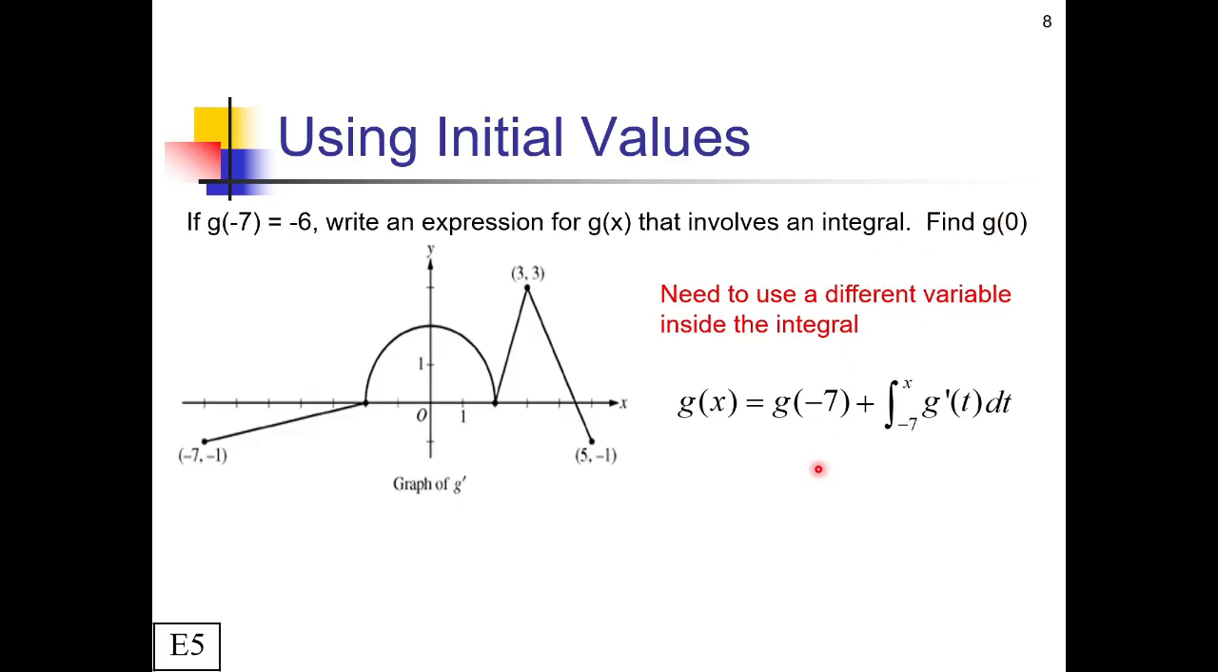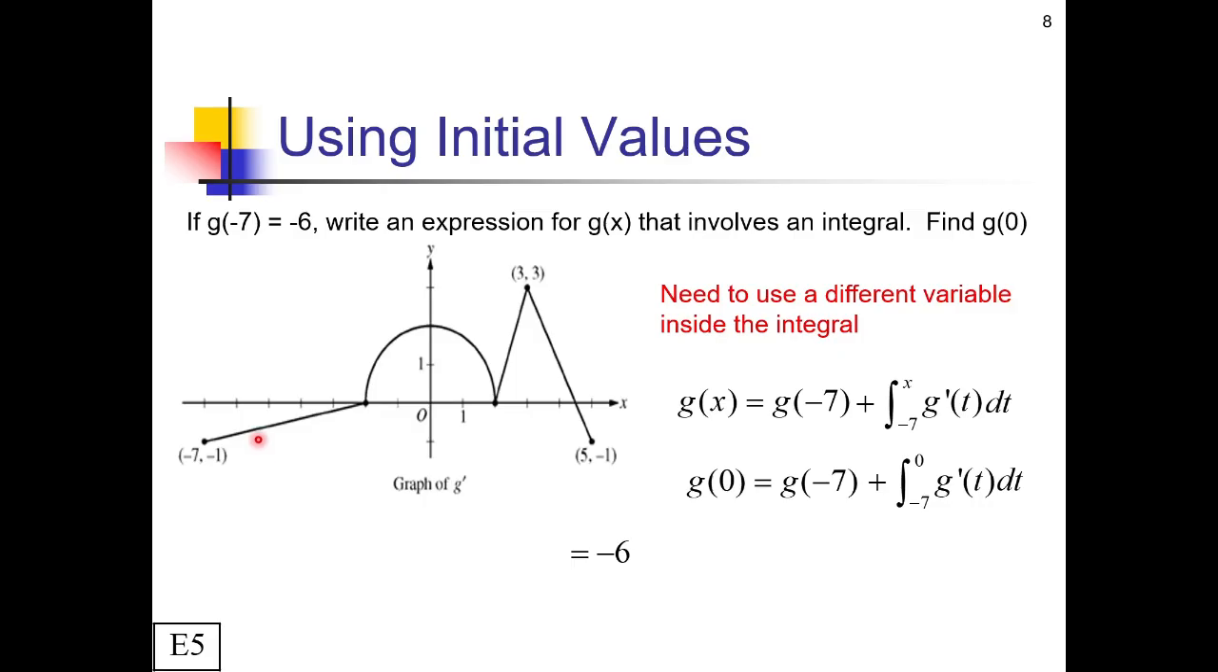So for g of 0, we're going to actually have to plug in the negative 6 for g of negative 7. So we've got g of negative 7. We'll figure that out in a minute. And we're doing integral from negative 7 to 0 of g prime of t dt. So that's going to be negative 6 plus, now to take this integral, I essentially just need the area under the curve from negative 7 to 0, going in that direction, which is important.